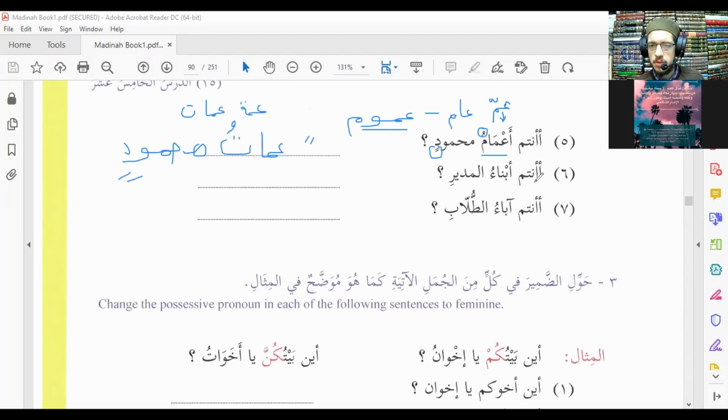So what we're doing here, this particular exercise, we're converting the masculine plural to the feminine plural. Right. So the previous example I had done, antum a'mamu Muhammadin becomes antunna ammatu Mahmudin. The noun is getting converted into feminine, and the subject pronoun is also getting converted into feminine. So go ahead and try to tackle number 6.